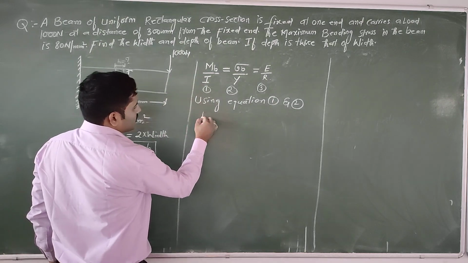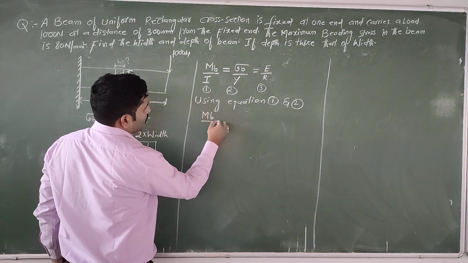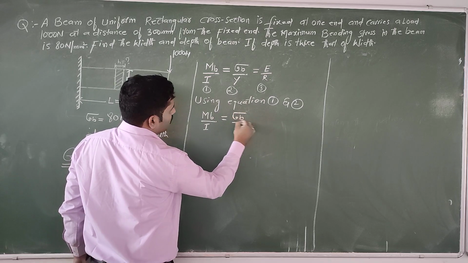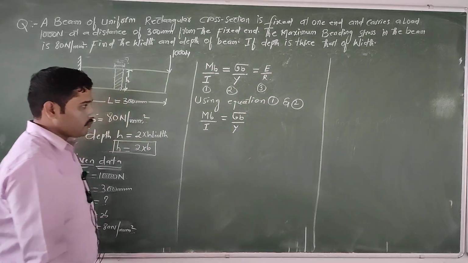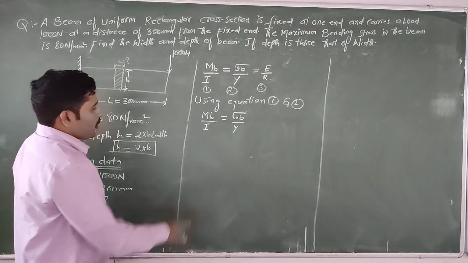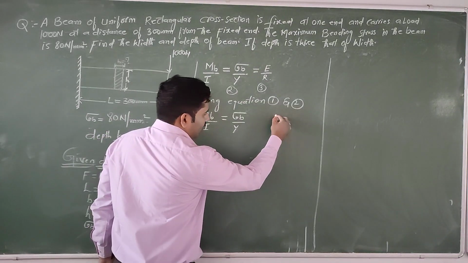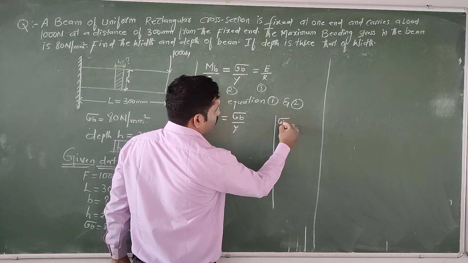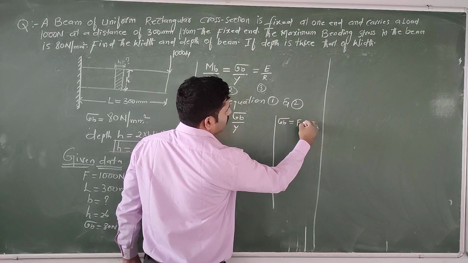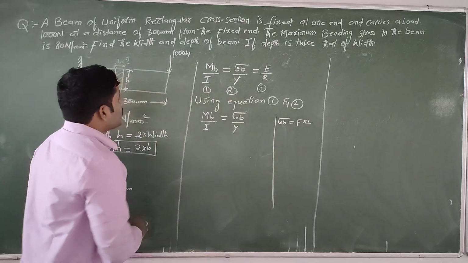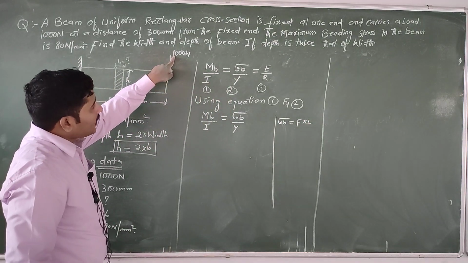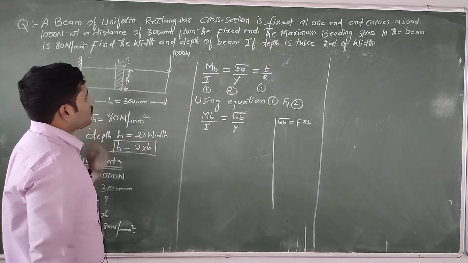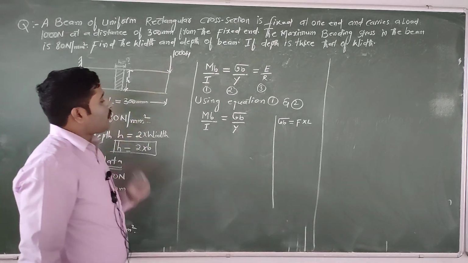Okay dear. M_B, the bending moment, by I is equal to bending stress by Y. So I will write the bending moment here in the rough. The bending moment formula is force into length, because the force is acting at the free end, and the length is how much? 300 mm. So force, how much is given?